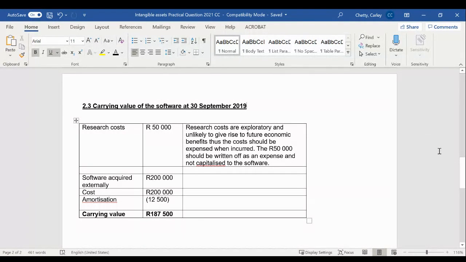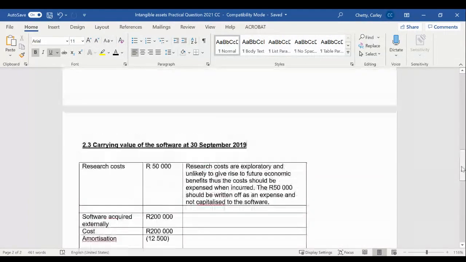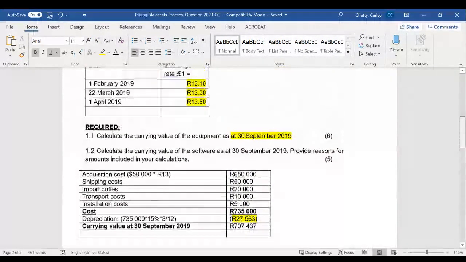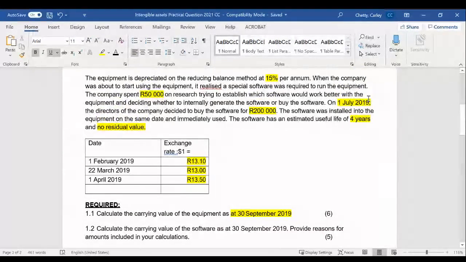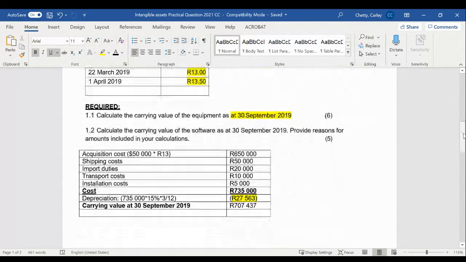Okay. So if we just go up now and see where the information is, it says the directors of the company decided to buy the software for 200,000. This is an intangible asset that has been purchased and has not been internally generated. So can we record this software? Can we record this intangible asset in our statement of financial position?